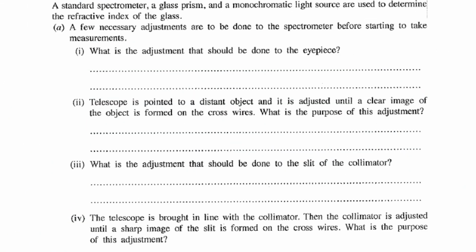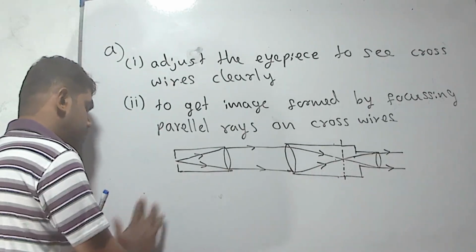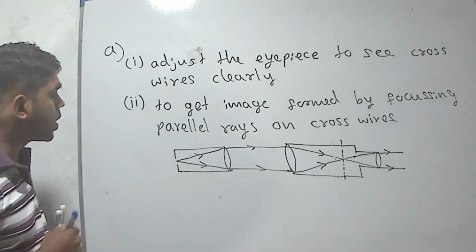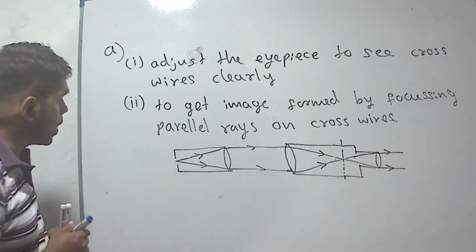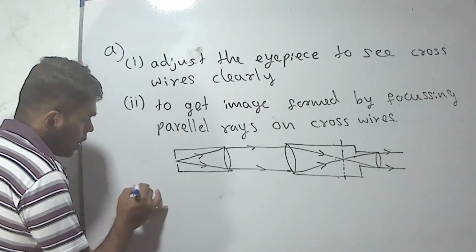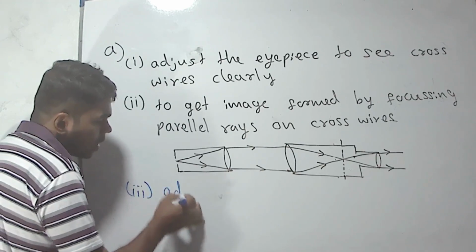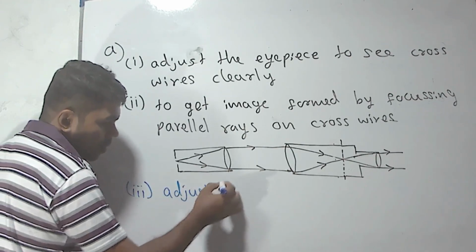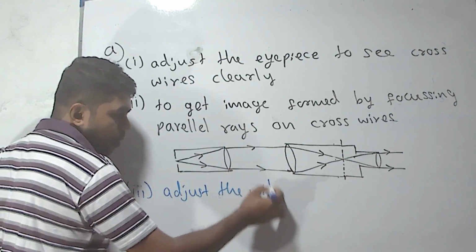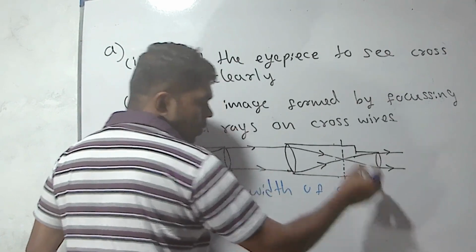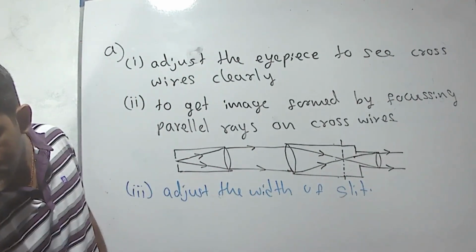In part 3, what is the adjustment that should be done to the slit of the collimator? We have to adjust the width of the slit of the collimator by using the screw in the collimator. Then we can write the answer for part 3: adjust the width of the slit.